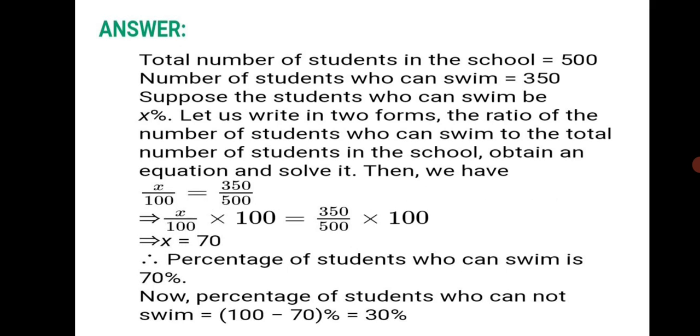You can do the rough work. That means the percentage of students who can swim is 70%. So what will be the percentage of students who cannot swim? Of course, 100 minus 70, that is 30%. So again a very simple sum. You will have to learn how to write the steps only by practicing it.